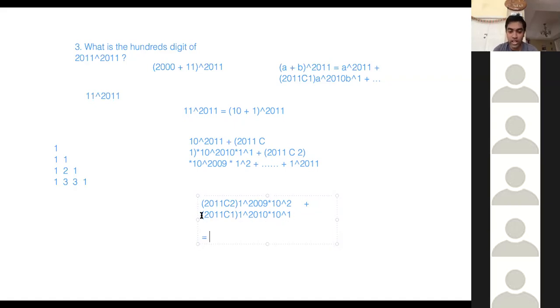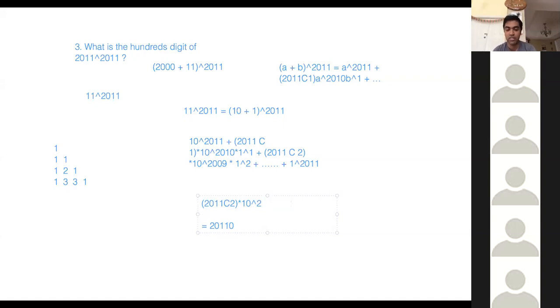So what is 2011 choose 1 times 10? This should just be 2011 ending with a 0 because we're multiplying by 10. Okay, let's look at this term. What is 2011 choose 2 times, so this 1 to the 2009 is just 1. We can get rid of this part. So it just becomes 10 squared.